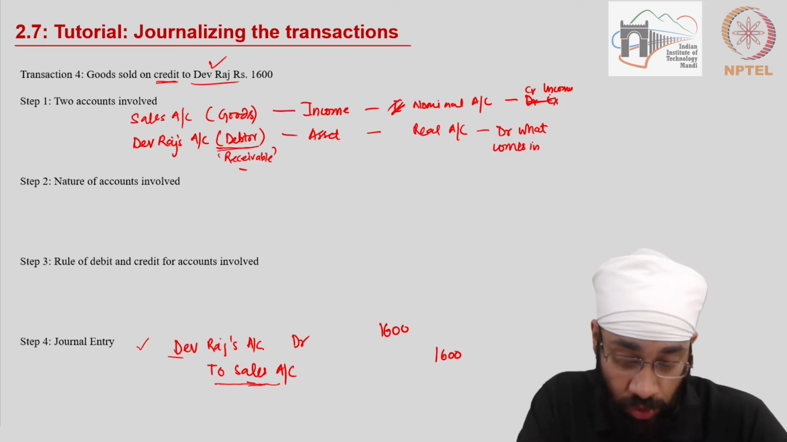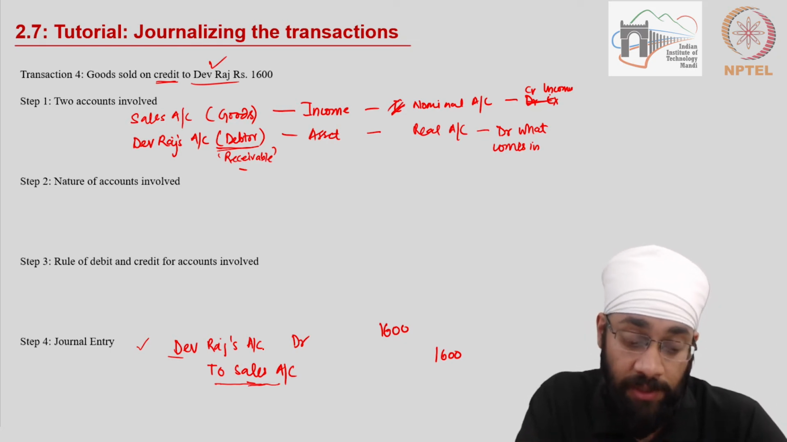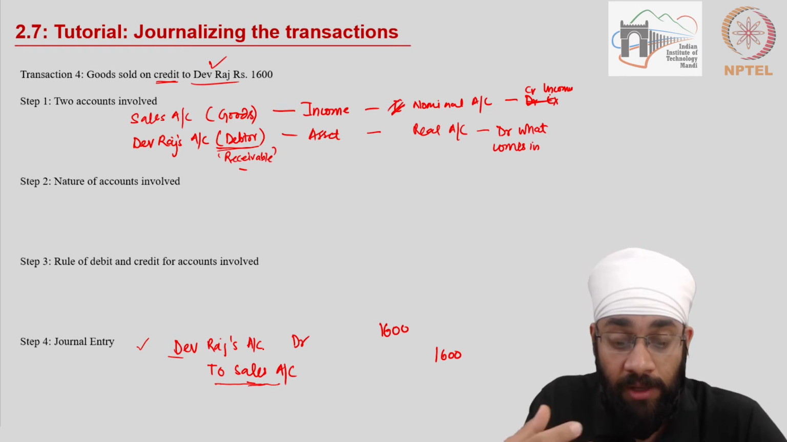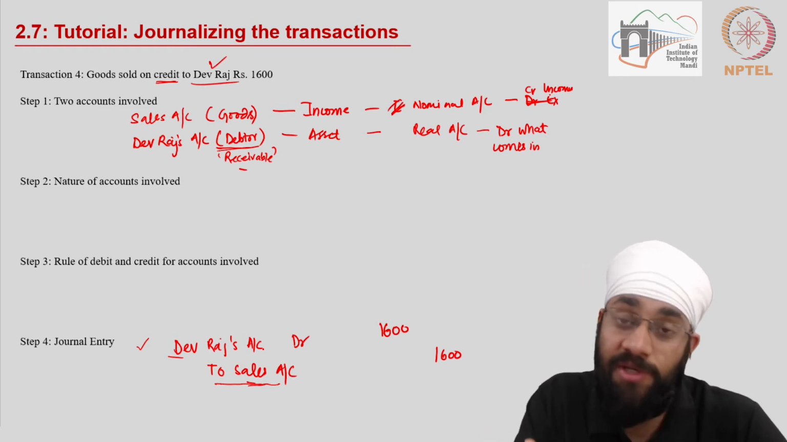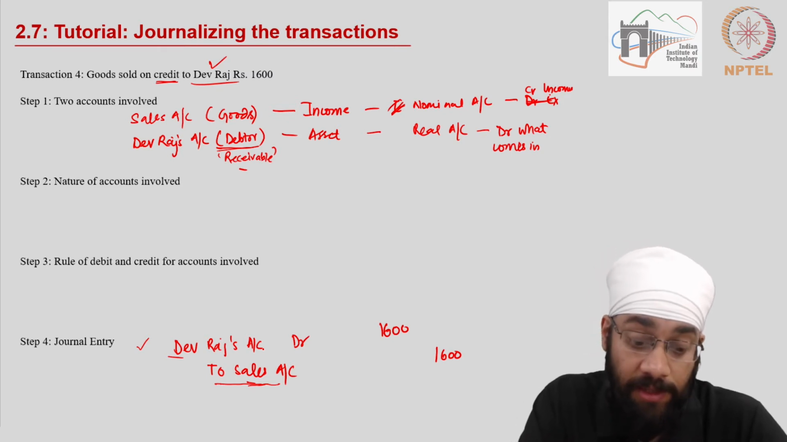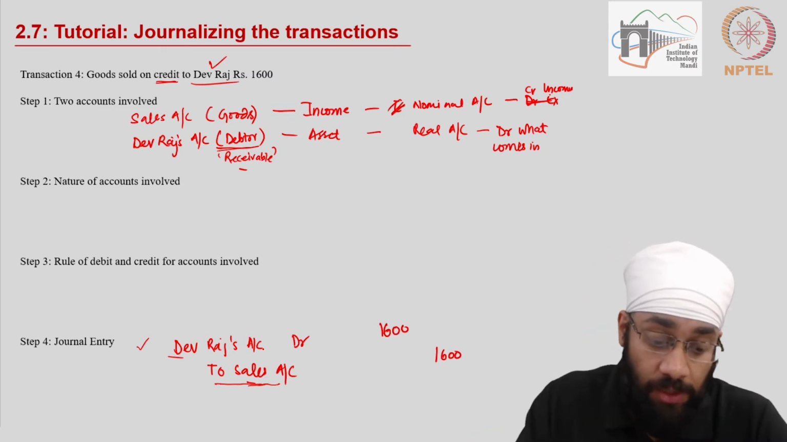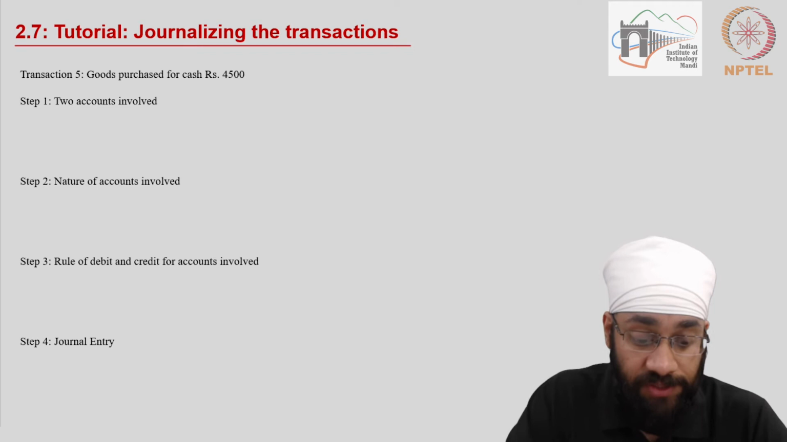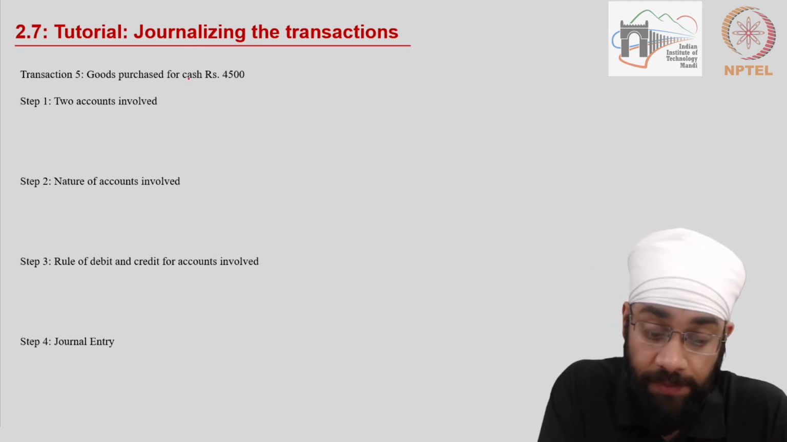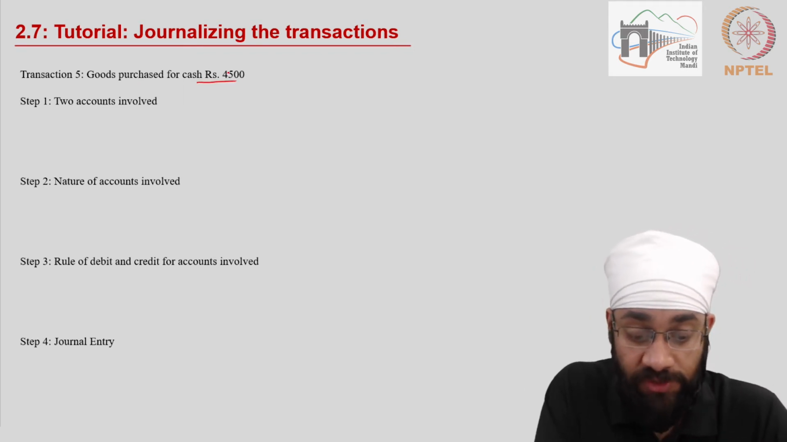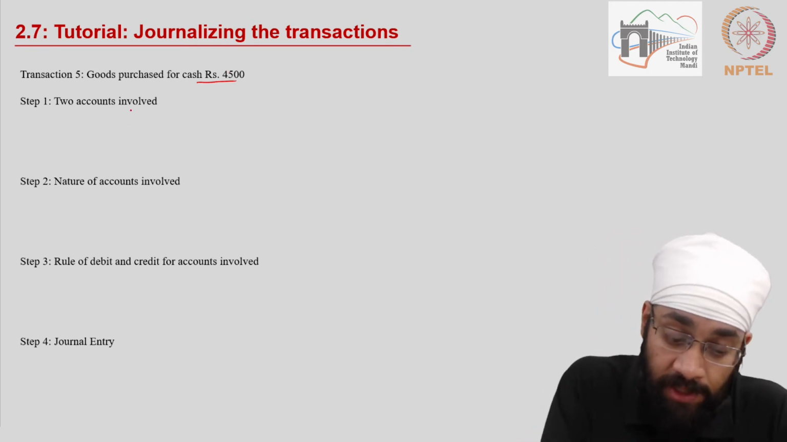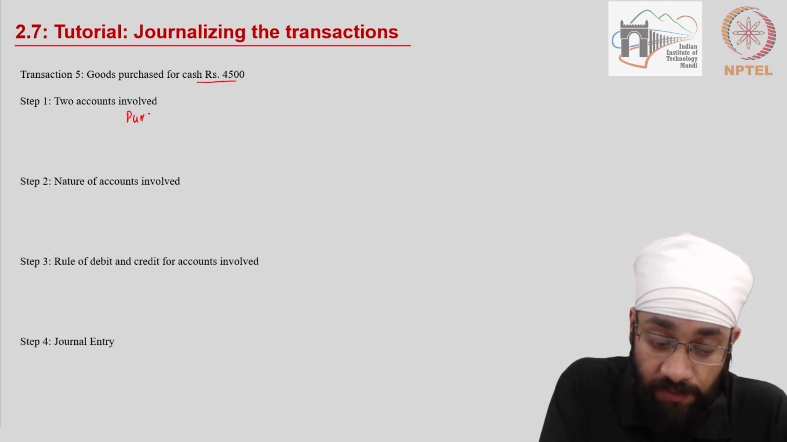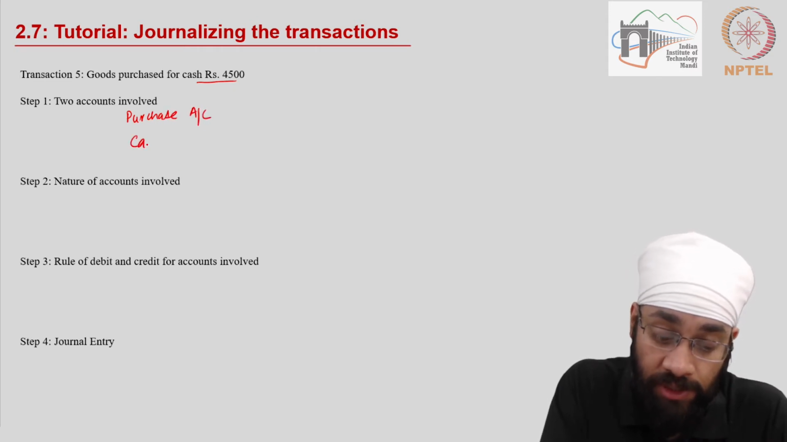So I will keep showing you more such comparisons where it will make intuitive sense to you, as to how journal entries are being written and how they compare to each other. Let's look at another transaction. Now, goods purchased for cash. We'll do this transaction and then we'll look at goods sold on cash as well. So, purchase account is involved clearly, purchase account and cash account.